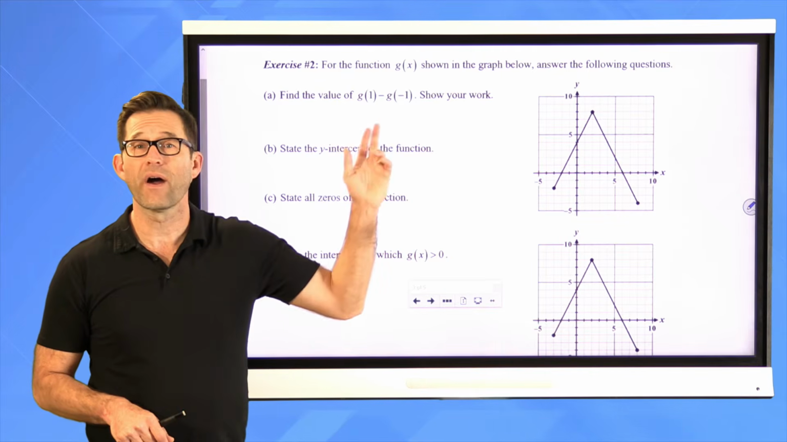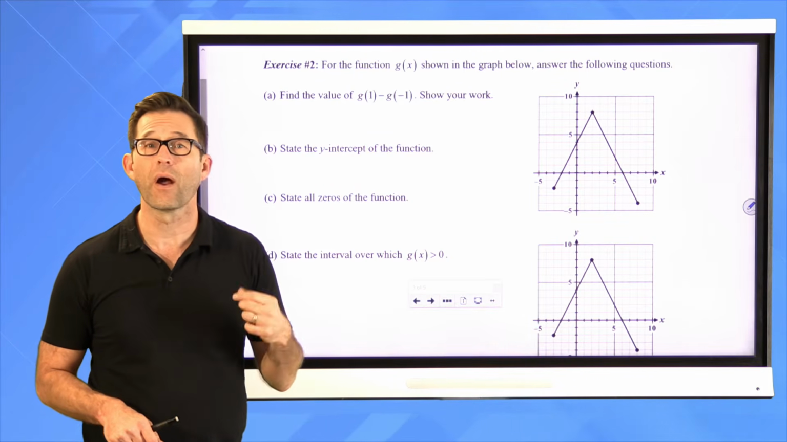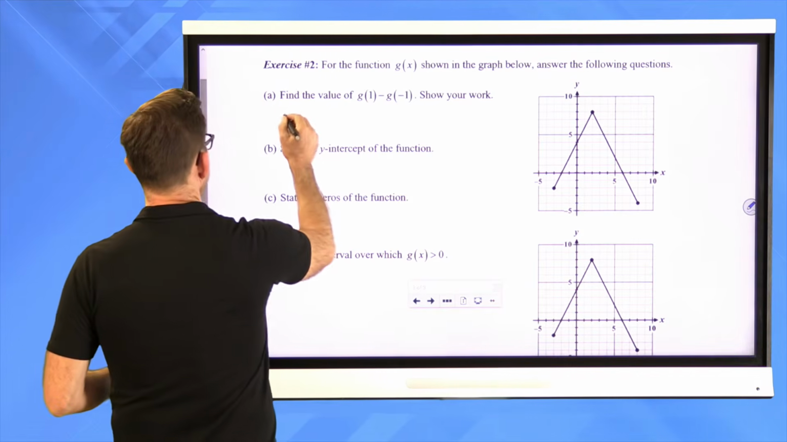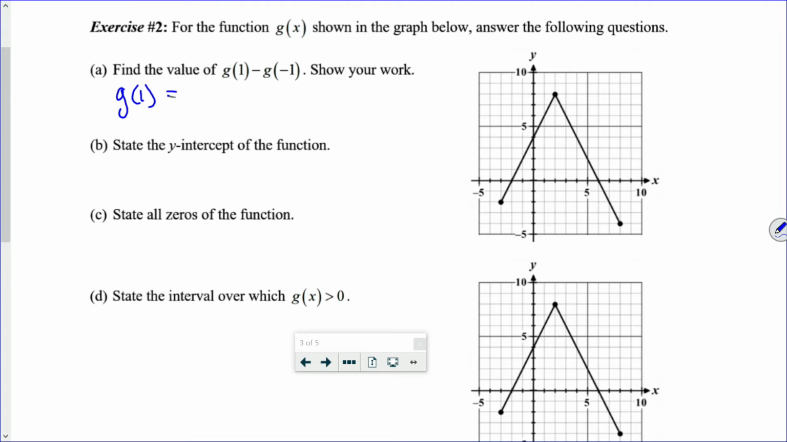Well, in order to find this difference, I need to first figure out what g of 1 is and what g of negative 1 is. So first, let me do that, all right? So g of 1. How do I figure out g of 1? Well, I say the input is equal to 1. The output, on the other hand, must be equal to 6, right? That's the y value. Negative 1, right, is here, and its output is equal to 2. G of negative 1 is equal to 2.